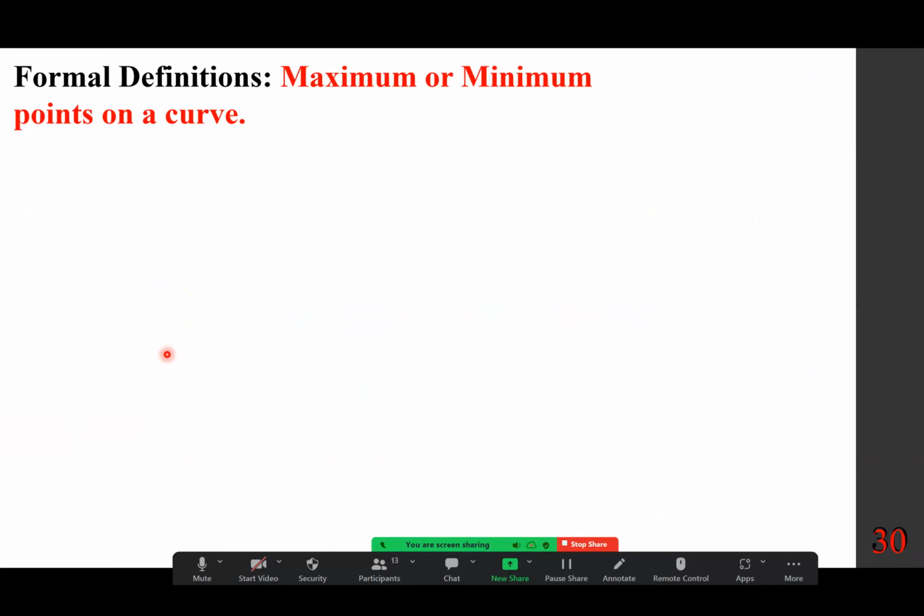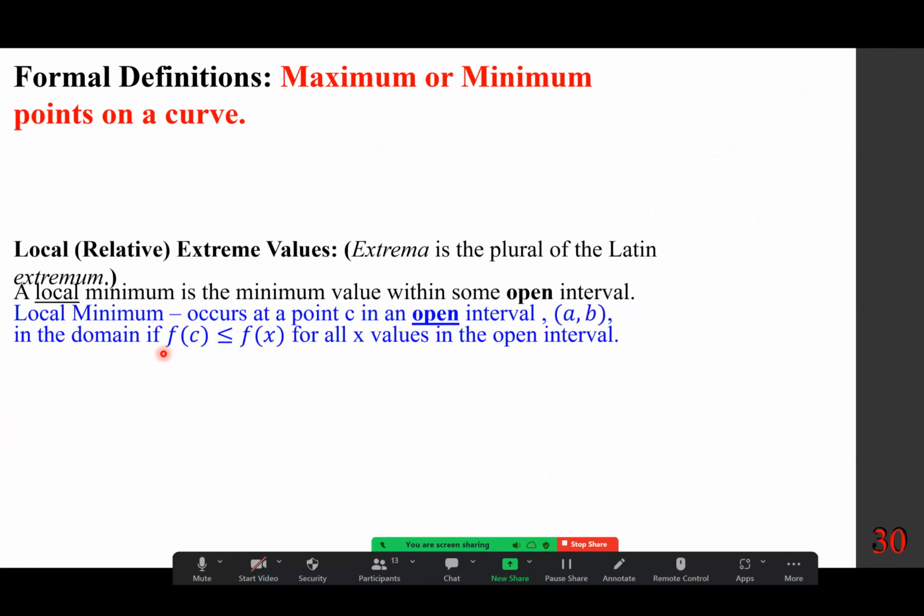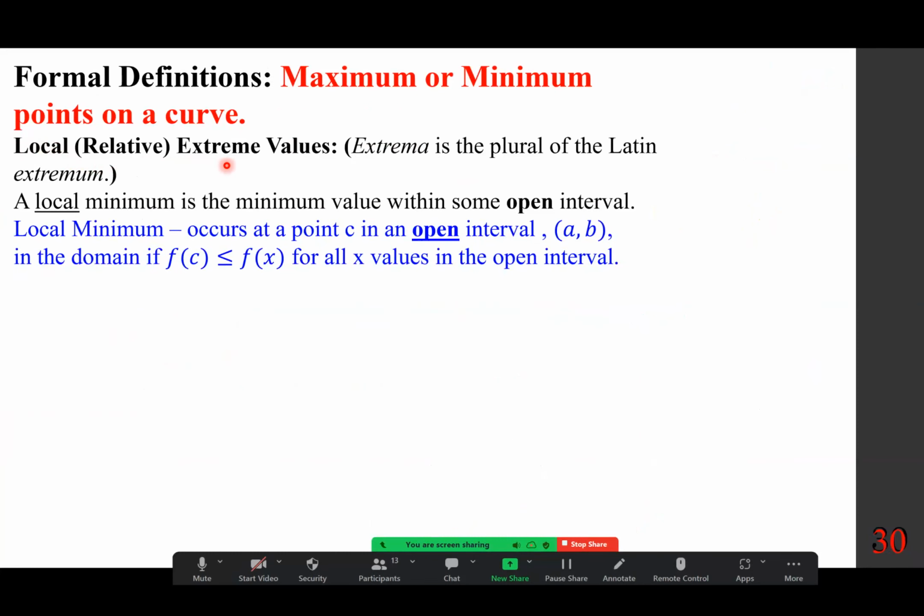All right, formal definition of a maximum and minimum. Local or relative extreme values. Extrema is the plural of the Latin extremum. A local minimum is the minimum value within some open interval. A local minimum occurs at a point c in an open interval of a to b in the domain if f of c is less than or equal to f of x for all x values in the open interval. So this is your local min.